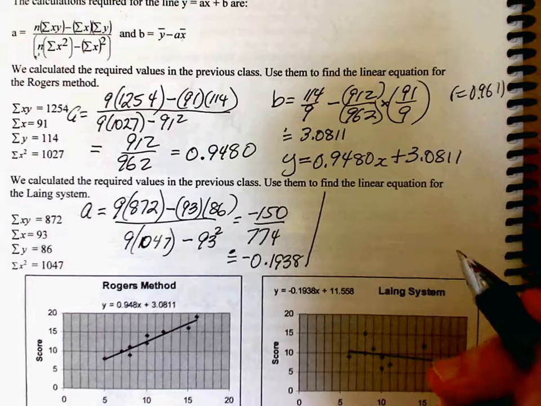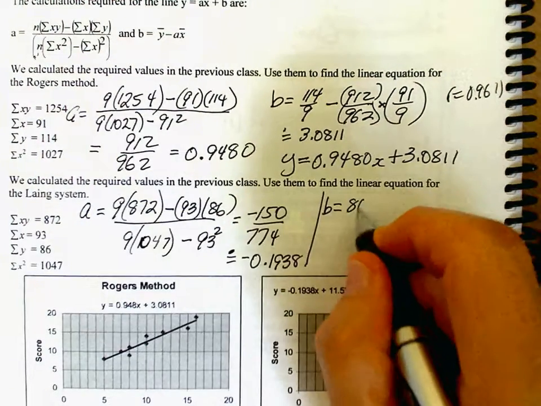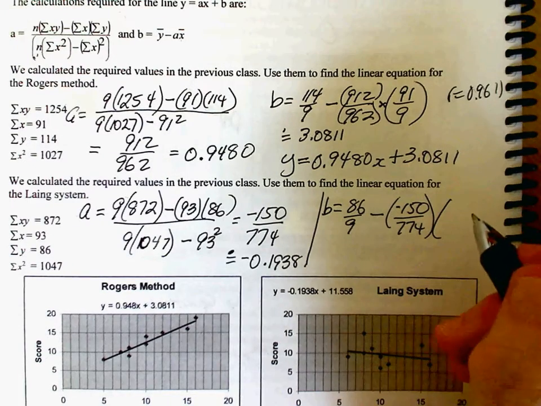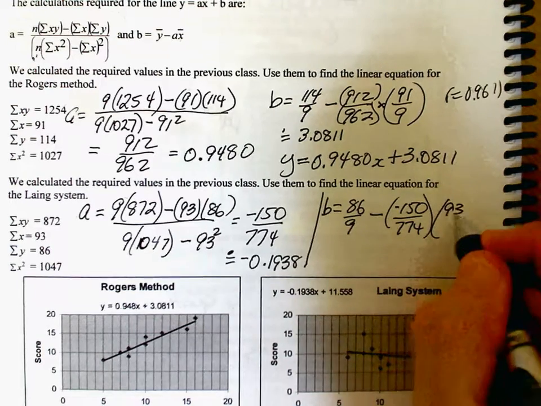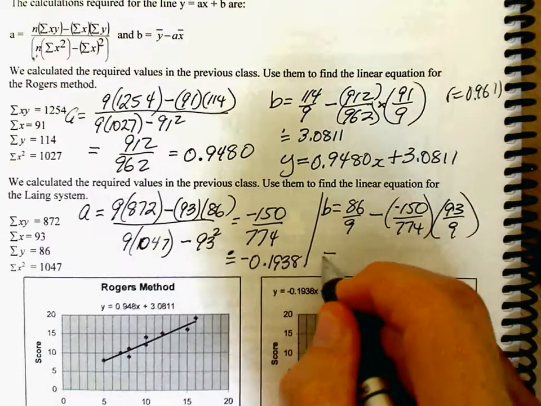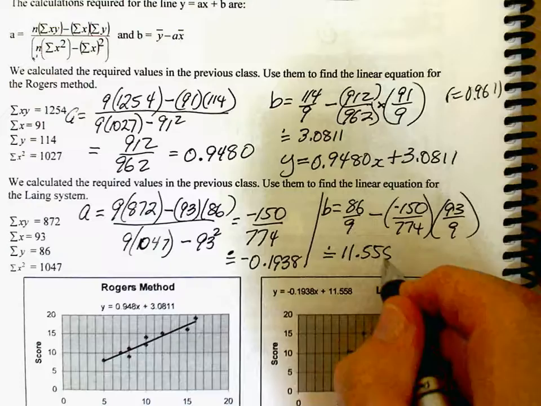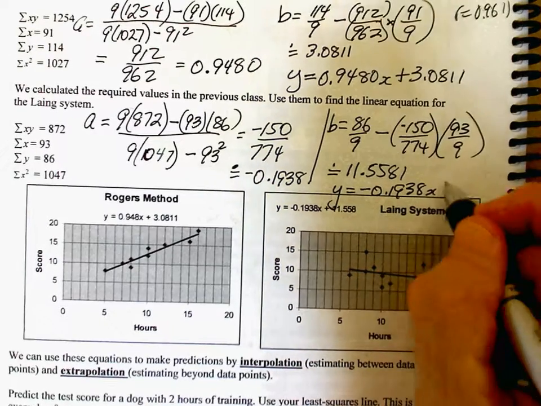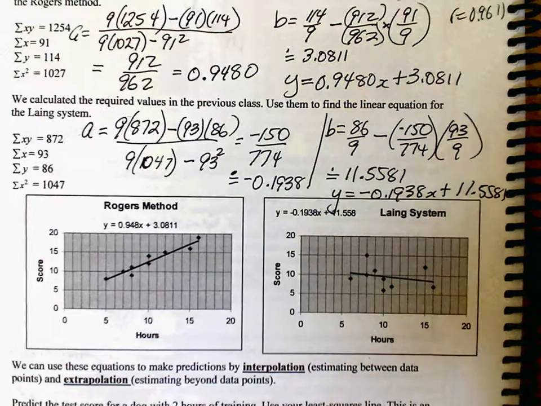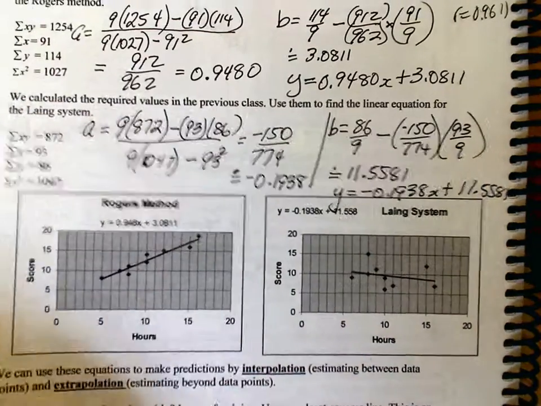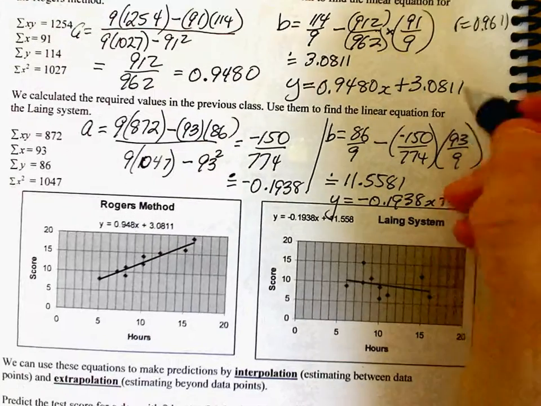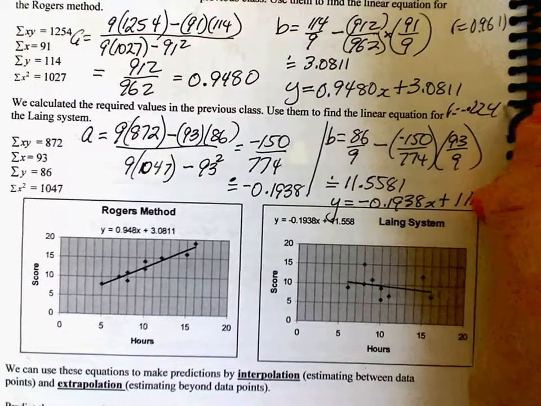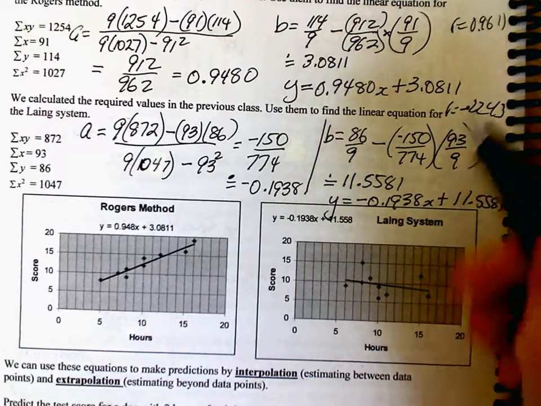Let's calculate B. The mean of the y values is 86 over 9, minus negative 150 over 774 times the mean value of the x's, which is 93 over 9. And if you work that out, you get approximately 11.5581. So your equation becomes y equals negative 0.1938x plus 11.5581. Just to compare the R value with the slope, R was negative 0.2243. They're close. They have the same sign, they're close, but they're different.